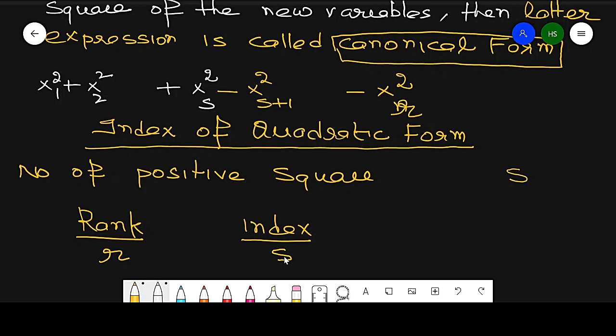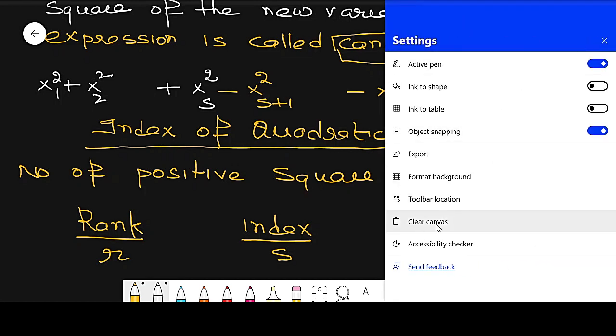So in this way we can find the rank and index of a quadratic form. First I will shift it into diagonal form, then find the rank and the index of the given quadratic form. So this is a very important type. I just discussed the basics.